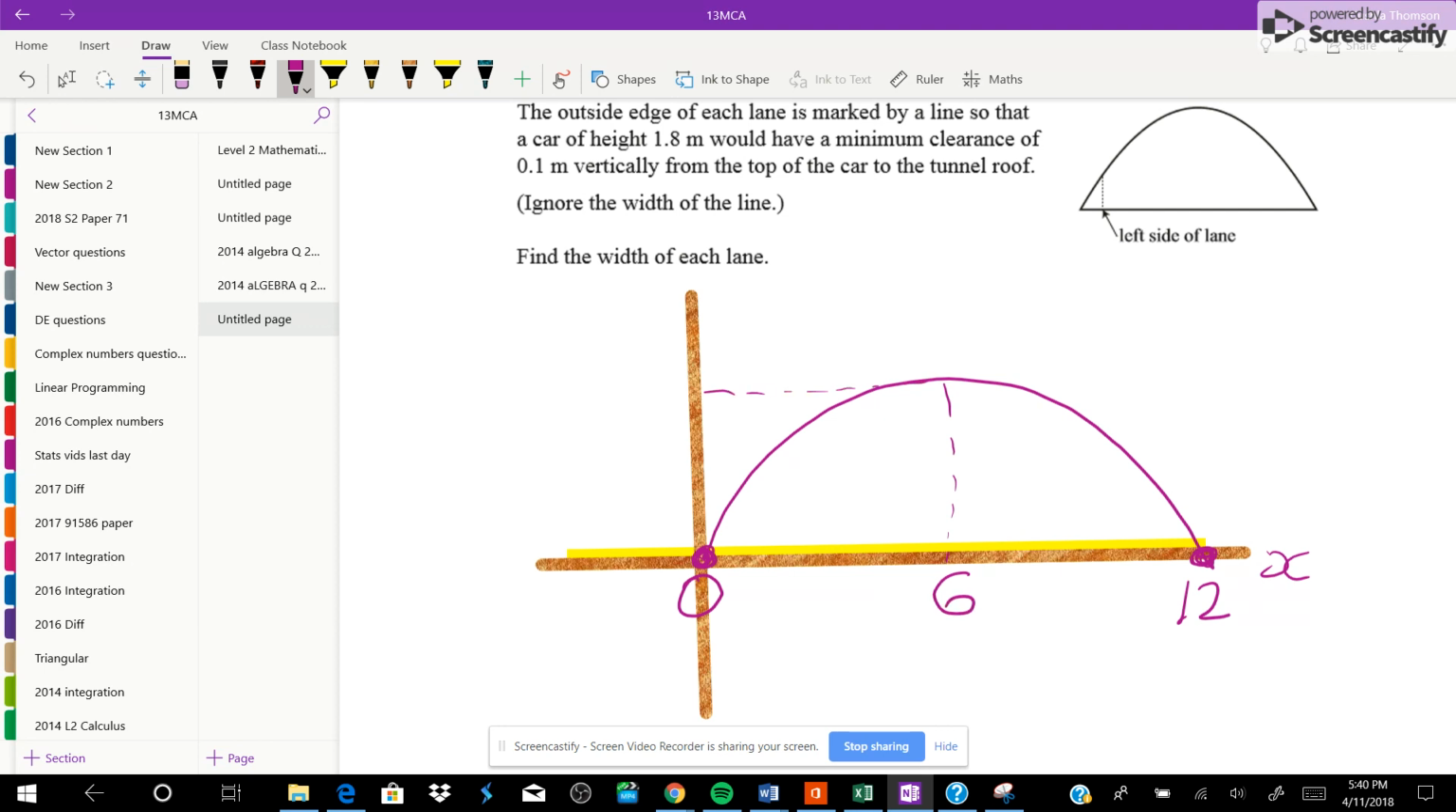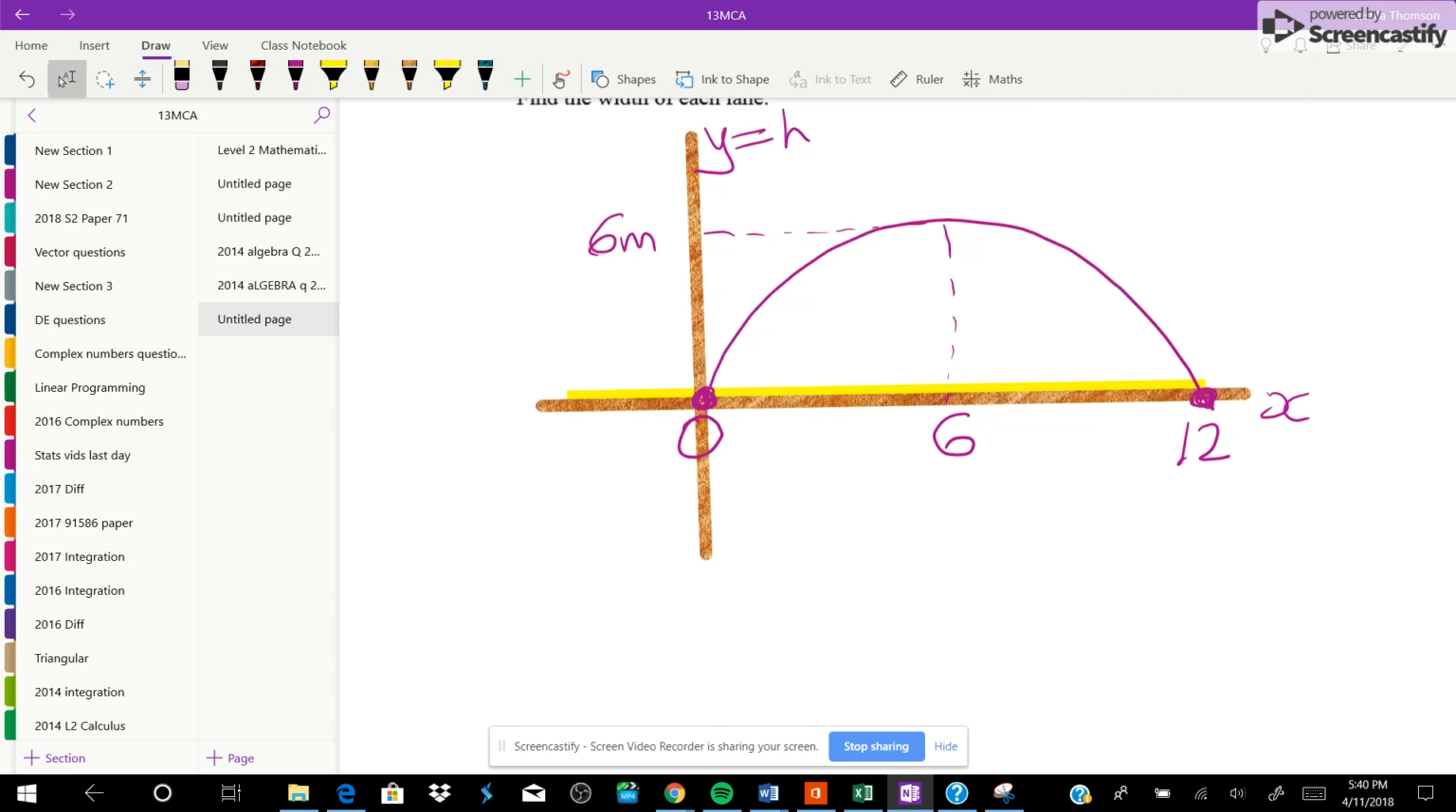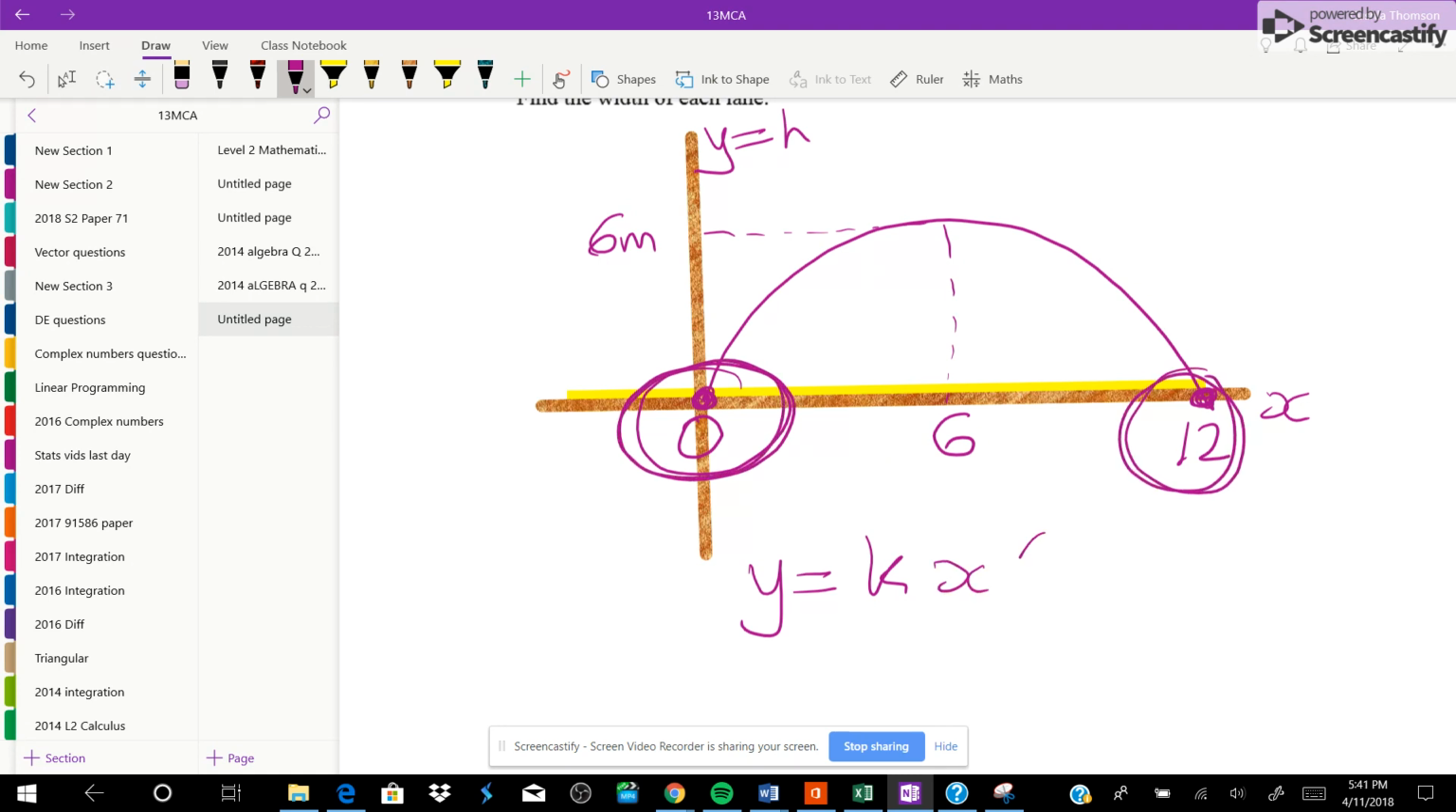And we know that the maximum height is 6 metres. This is y or h. So what we need to do is figure out the equation that we can use to model the width of the tunnel. It's going to have this form: y will be equal to some stretchy factor, and my 2 intercepts are 0 and 12, so it's going to be kx times x minus 12.